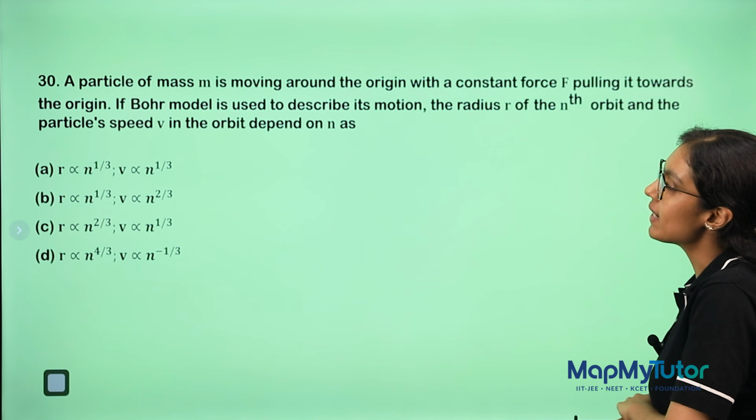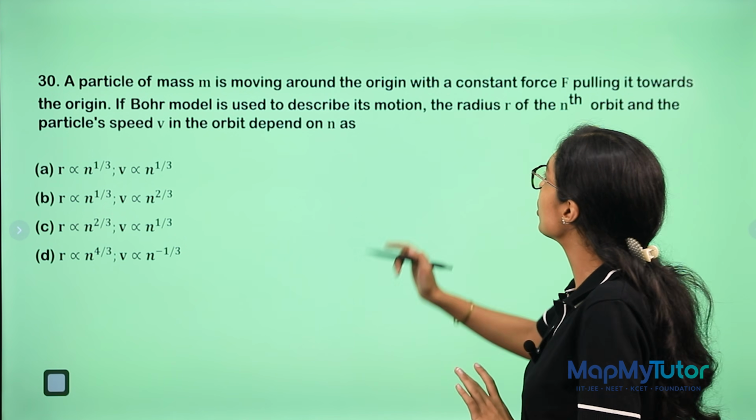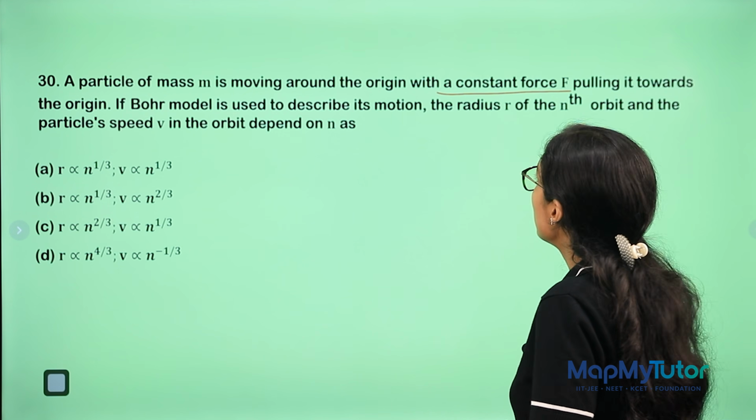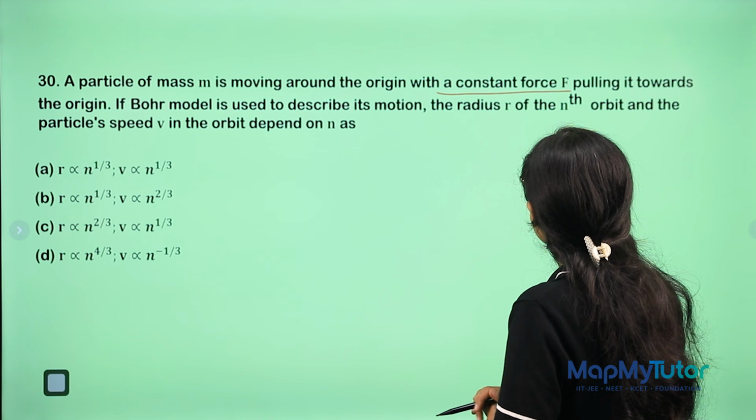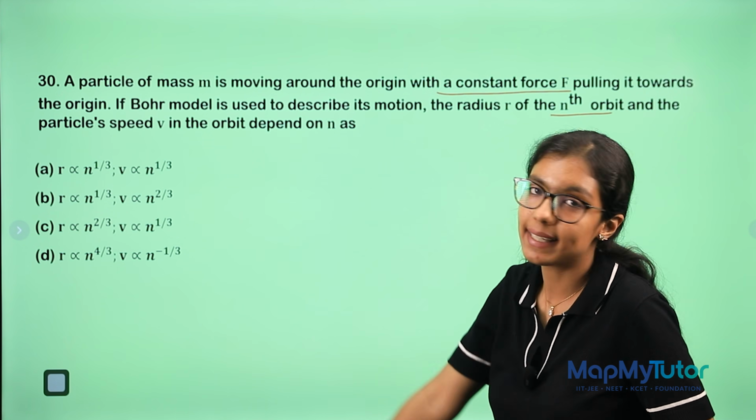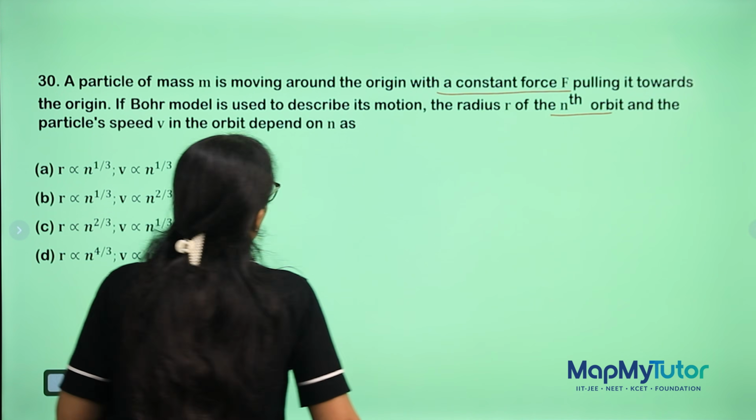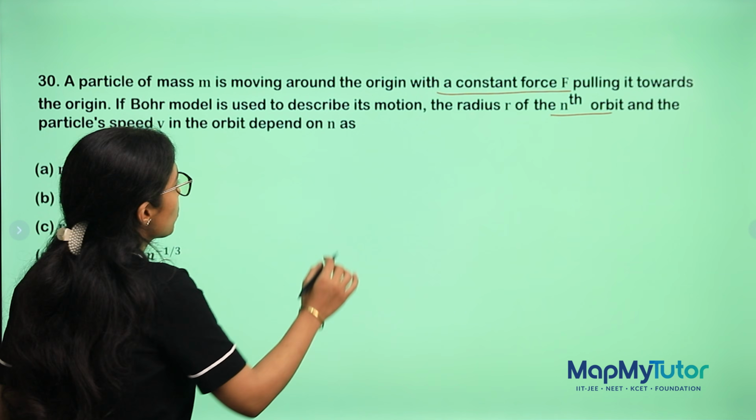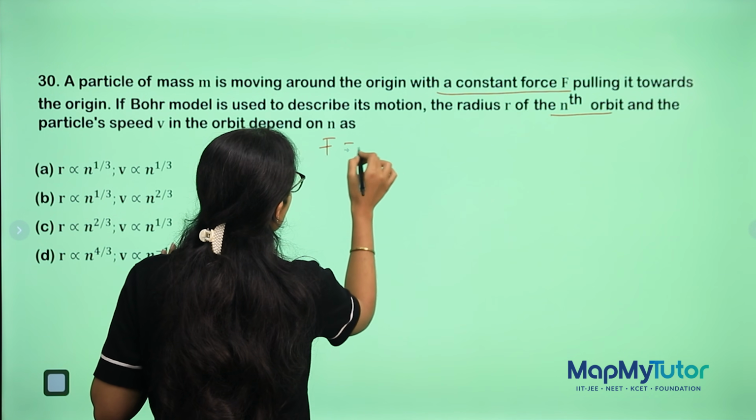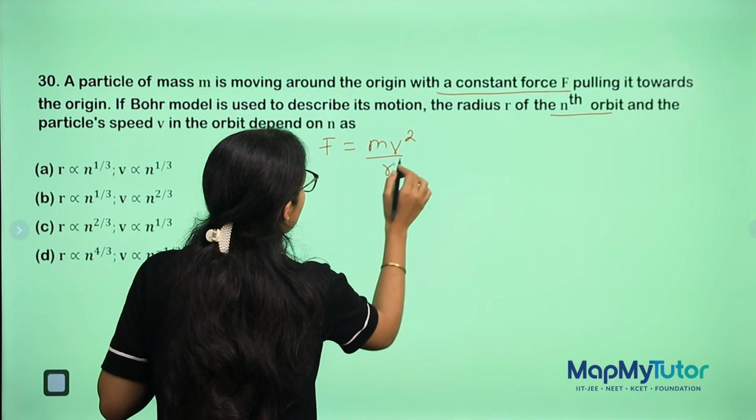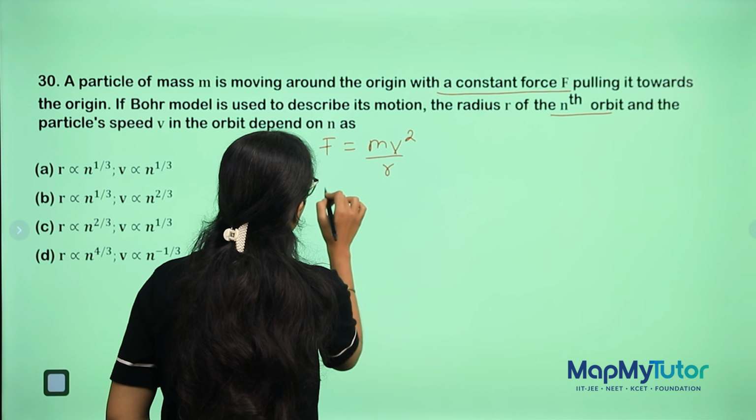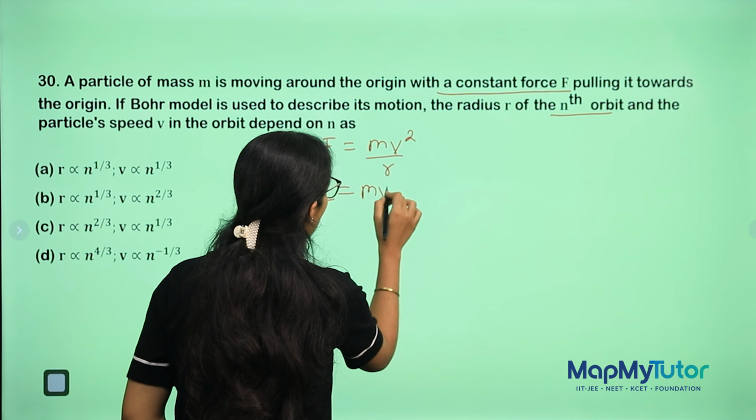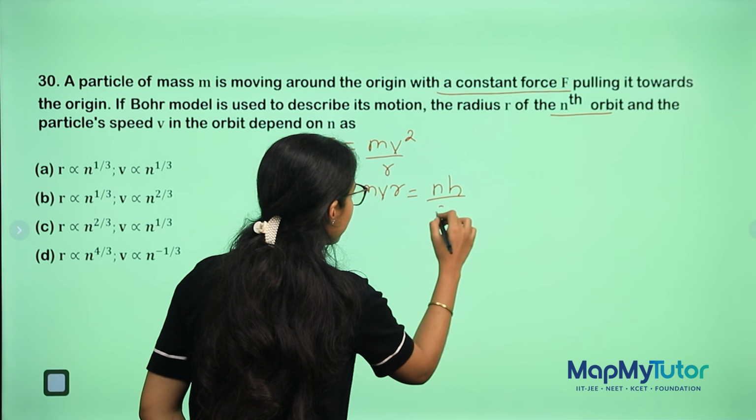Read the question carefully. Again, this is very simple. It looks tough, but it is simple. A particle of mass m is moving around the origin with a constant force F pulling it towards the origin. If the Bohr model is used to describe its motion, the radius of the nth orbit will be, you tell the relation. So first of all, it is moving under centripetal force, so F equals mv square by r. Okay, this I know. And I also know that Bohr gave me angular momentum, that is L equal to mvr, which is nothing but nh by 2 pi.